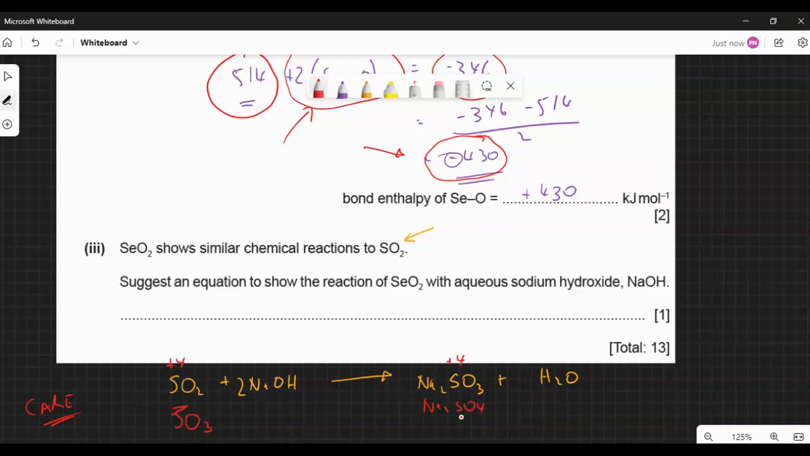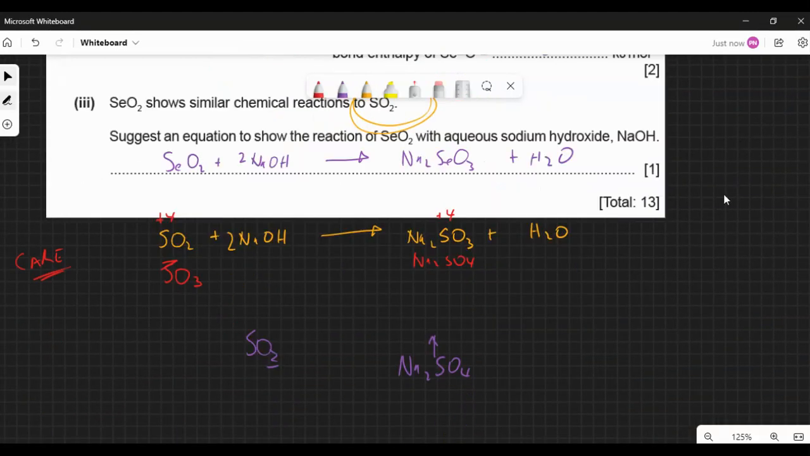Now, well, that's not even the question, is it? The question is, what if I had selenium oxide? So what I do now is I simply copy that equation, but instead of S, I put Se. So let's have a look. So it's SeO2 plus, even the balancing I don't have to worry about, gives me Na2SeO3 plus H2O. You see what I mean? So why did that potentially awkward question become quite easy? Because I use the fact that it's like sulfur dioxide. All right, hope that makes sense.